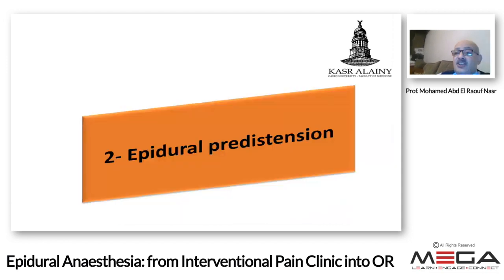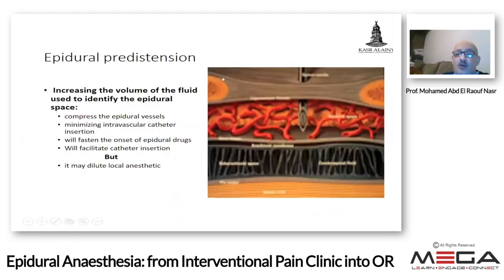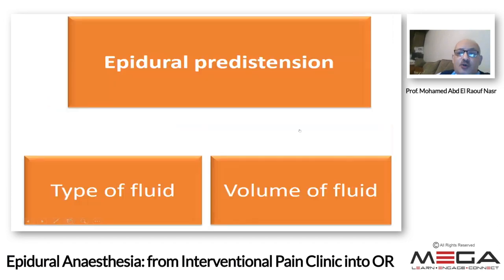Epidural predistension, as I said in the beginning, you have a space. If you put your needle in the epidural space, then you predistend the space with a big amount of volume. This will compress the epidural blood vessels, minimizing vascular spread, allowing easy catheter insertion and rapid onset of your drugs. But the problem is that this might dilute your local anesthetic.